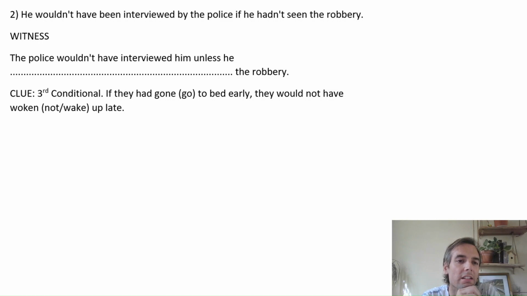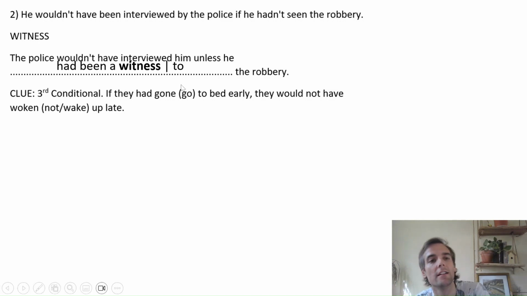And with witness, they wouldn't have interviewed him unless he... Well, then he was a witness. But we have to keep it the same sentence because it's going to be third conditional. So it's had been a witness. And then 1 mark for to, because that's a little bit difficult, but you are a witness to something, which is a bit weird, but that's how we say it. You're a witness to an event.